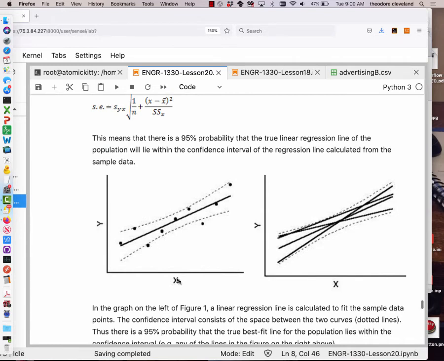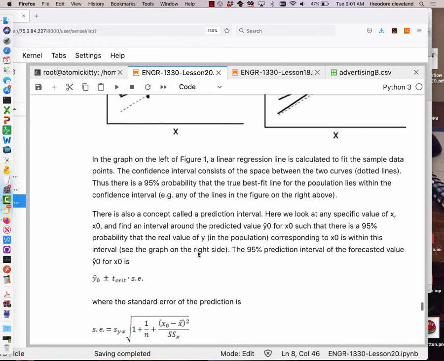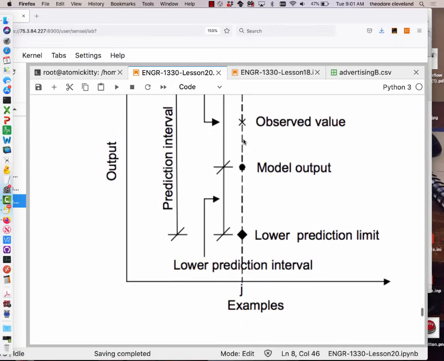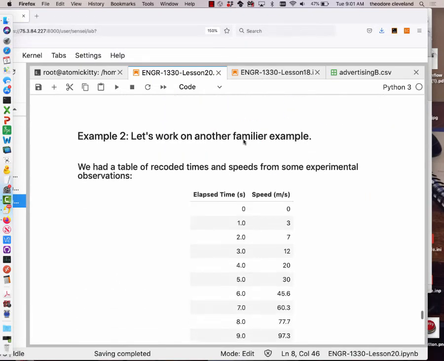Another type of interval estimate is on the actual predictions, and they tend to be wider and a little bit straighter. And so here's our observed value, here's our model, and we're interested in the lower and upper prediction limit. And these have the same analogy as a 95% confidence interval or a 5% uncertainty interval that we've done before. And they're almost constructed the same way.